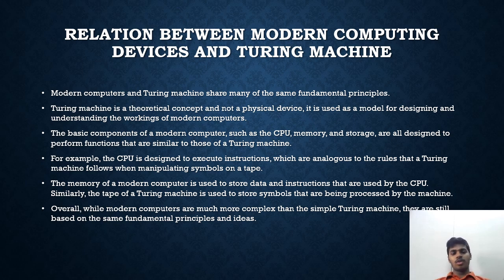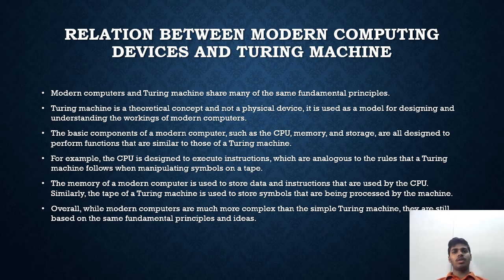For example, the CPU is devised to execute instructions, which are analogous to the rules that a Turing machine follows when manipulating symbols on a tape. Generally, what we are trying to say is that what the CPU does in a modern computer is equal to the Turing machine process of manipulating symbols on a tape. The memory of a modern computer is used to store the data and instructions used by the CPU. Similarly, a Turing machine contains a tape that is used to store the symbols being processed by the machine.